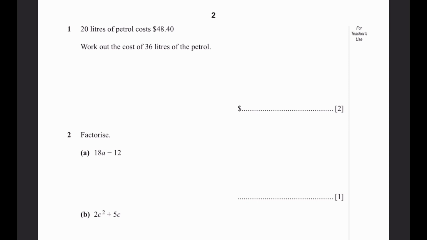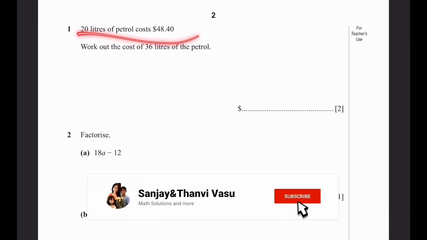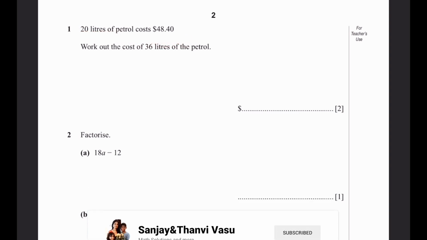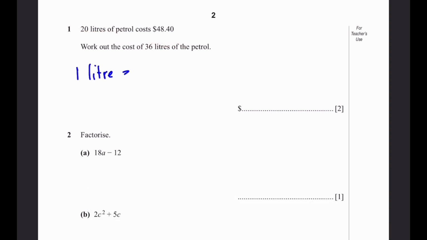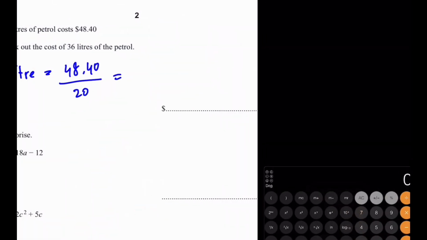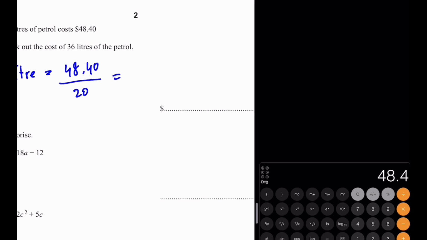20 liters of petrol costs $48.40. Work out the cost of 36 liters of the petrol. So if this is 20 liters, 1 liter is equal to 48.40 divided by 20. And let's get a calculator to do this. 48.4 divided by 20 is equal to 2.42 dollars for 1 liter.